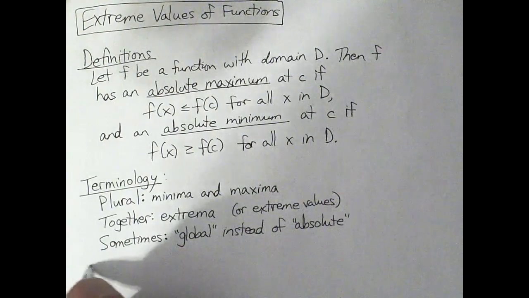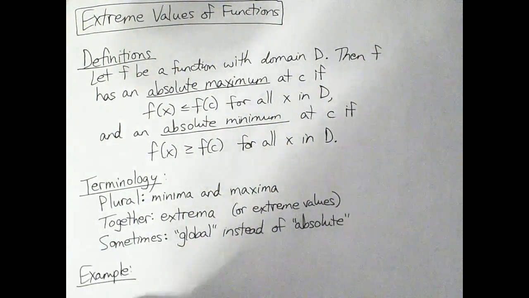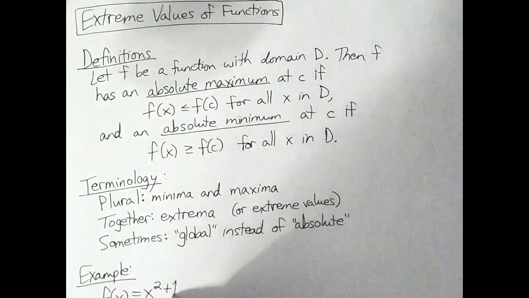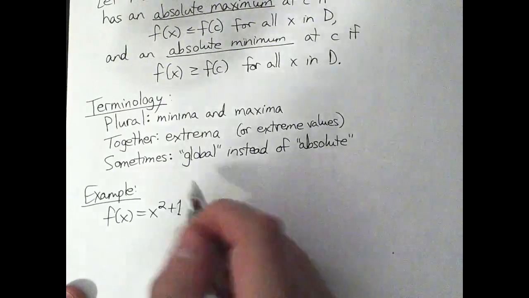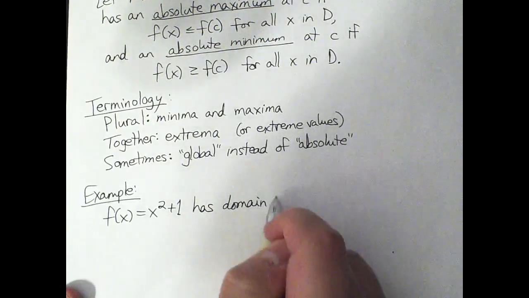I'll show you an example. Let's get to an actual concrete example here. For an example, I'm going to use f of x equals x squared plus 1. And this has domain all real numbers.